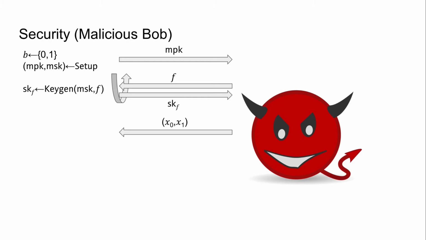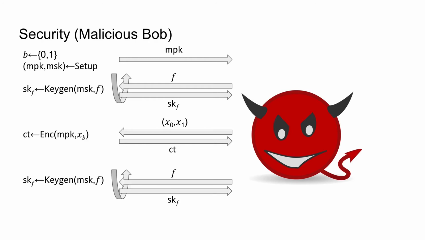After the adversary has finished its functional key queries, it makes its challenge query by submitting two messages x0 and x1. The challenger then makes use of the random bit B that it has sampled in the beginning and generates a ciphertext by encrypting the message xb. This ciphertext is then sent to the adversary. After the adversary has received the ciphertext, it is again allowed to ask functional key queries. After the adversary has finished its functional key queries, its goal is to determine which of the two plaintexts x0 and x1 has been encrypted by the challenger. To indicate its guess, the adversary outputs a bit B', and if B' is equal to B, then the adversary wins the game.